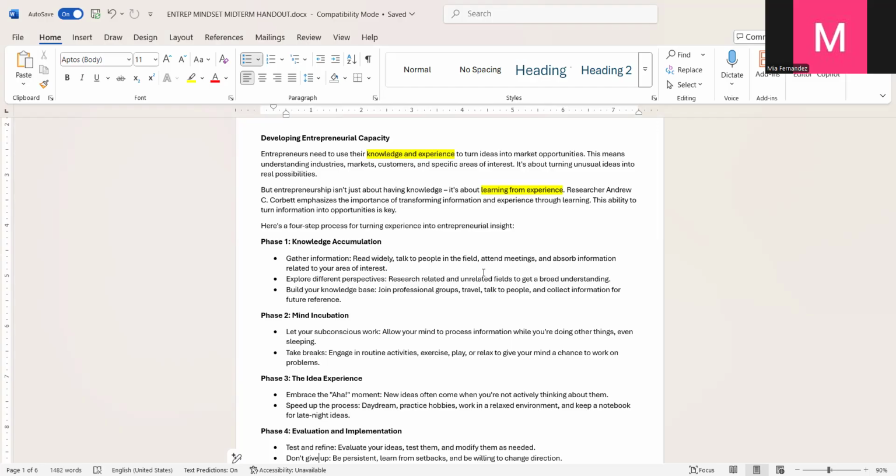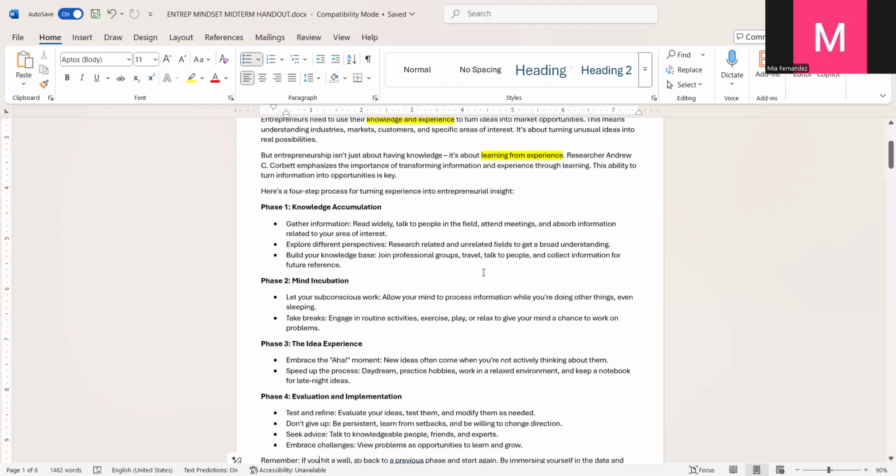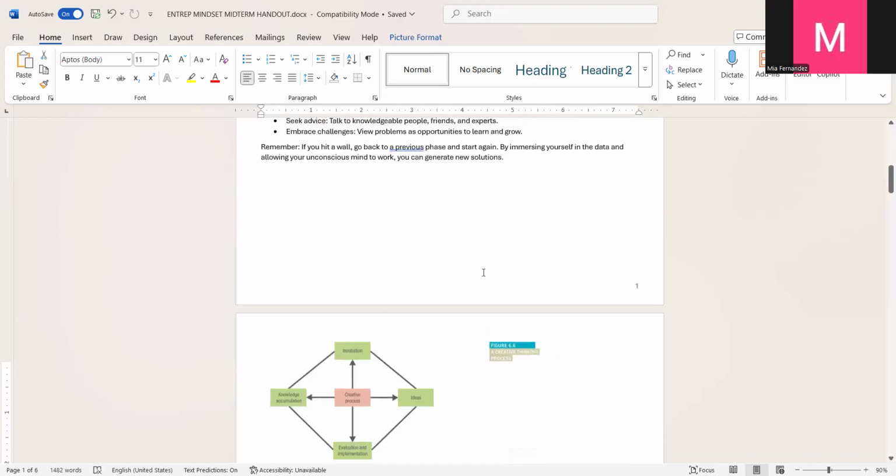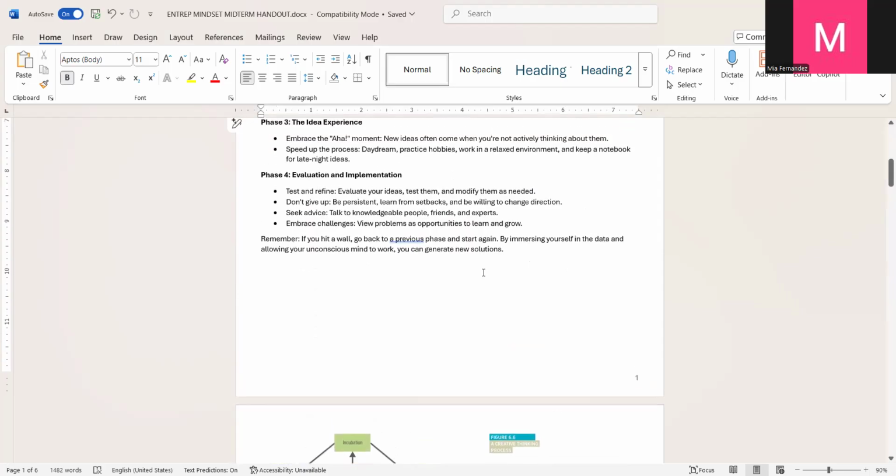The aha moment. Okay? And last one, the evaluation and implementation. Of course, you have to test and refine. You have to see whether the solution that you have thought of is really effective in solving the problem or not. If it's not, then you have to go back to the drawing board, or go back to step one. So, evaluate it.